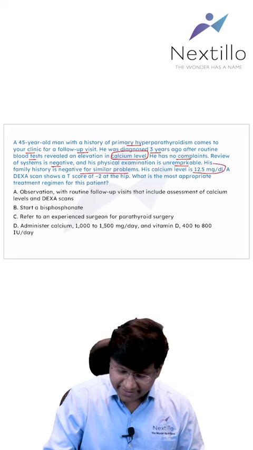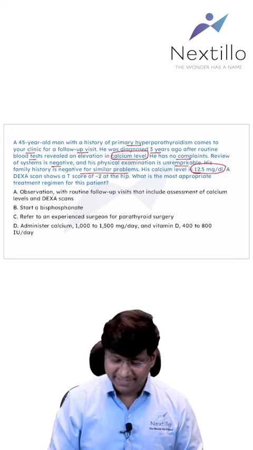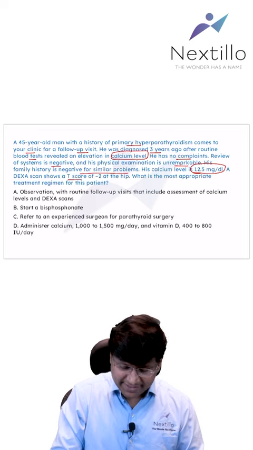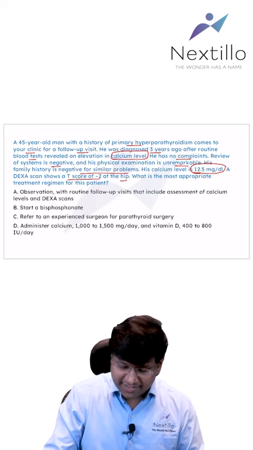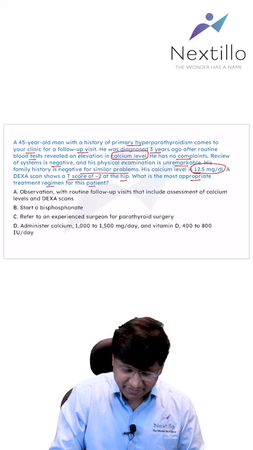Calcium levels are elevated. How much is it? 12.5 milligrams per deciliter. A DEXA scan shows a T-score of -2 at the hip. What is the most appropriate treatment regimen for this patient?